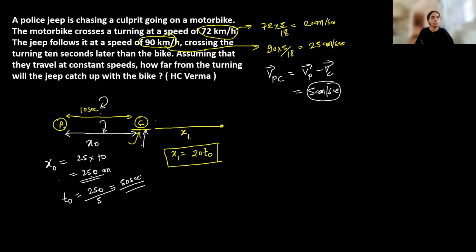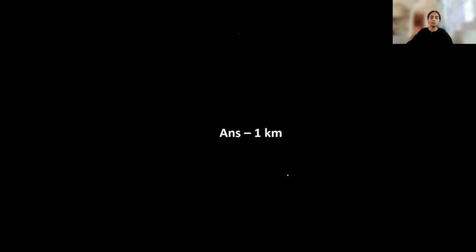So in 50 seconds he will catch him. Now look, in 50 seconds how far would this one have moved? That is 20 into 50, so that will become 1000 meter, and in kilometer you can write it like 1 kilometer. Okay, so this is going to be your answer.